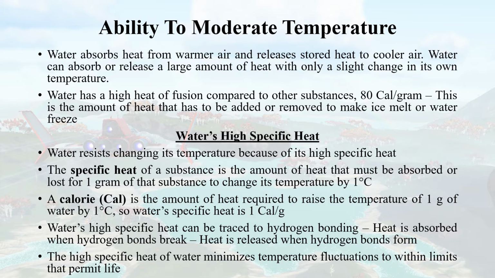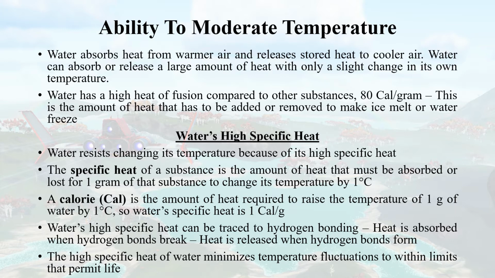Water's high specific heat. Water resists changing its temperature because of its high specific heat. The specific heat of a substance is the amount of heat that must be absorbed or lost for 1 gram of that substance to change its temperature by 1 degree Celsius. A calorie is the amount of heat required to raise the temperature of 1 gram of water by 1 degree Celsius. So water's specific heat is 1 calorie per gram.